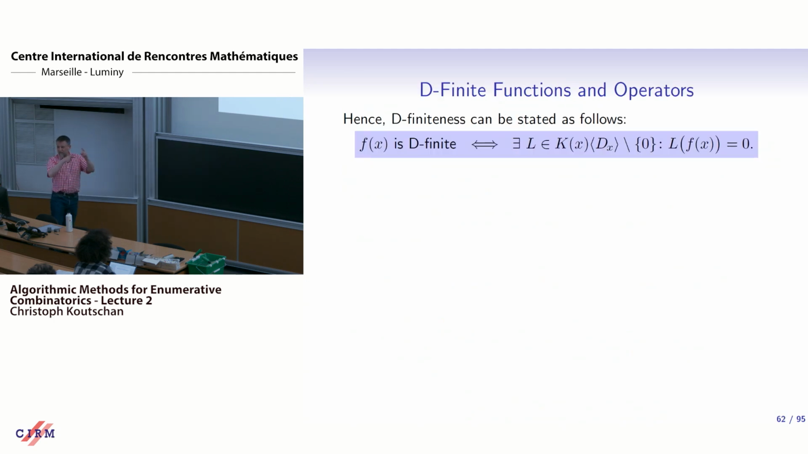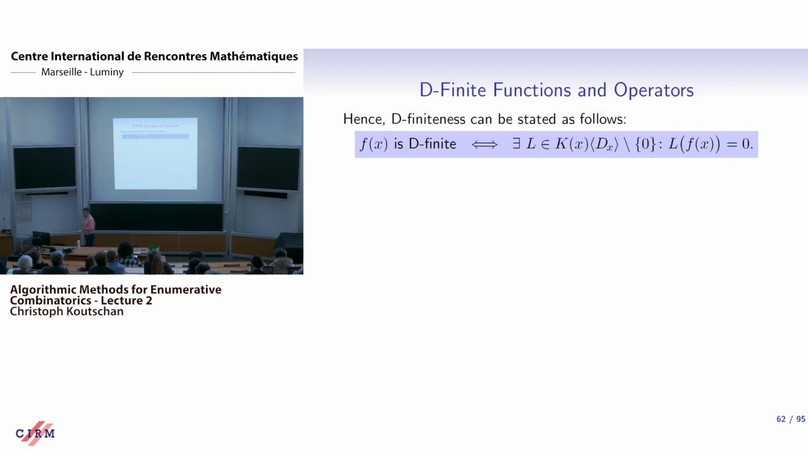So some closure properties are nicely stated in terms of operators, and also the definition of D-finiteness. So we can say a function f of x is D-finite if and only if there exists an element in this polynomial ring, in this operator algebra, that is not 0 and that kills f. This is equivalent to saying that f satisfies such a linear differential equation. And now about the closure properties. Let's assume we have L1 that annihilates f and L2 that annihilates g.